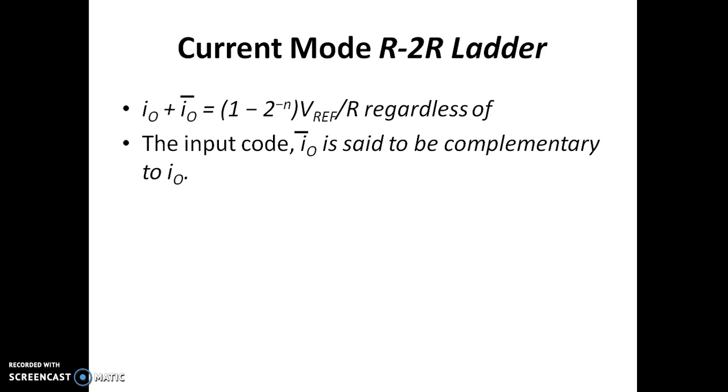And the current I0 bar is said to be complementary to that of I0. If I0 is increasing, I0 bar is reducing. Suppose I0 is reducing, I0 bar will actually be increasing. So this is why it is called complementary.